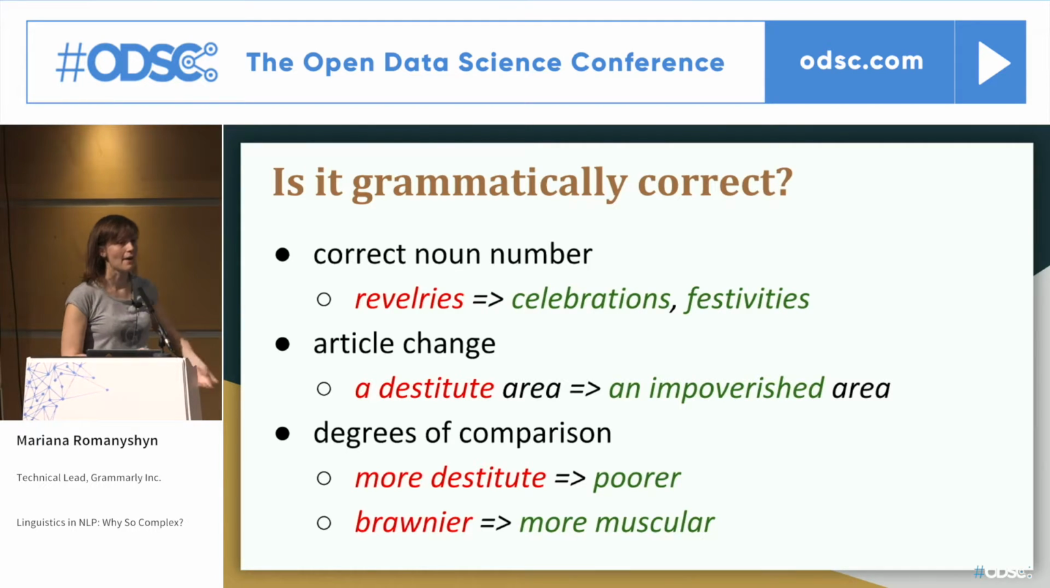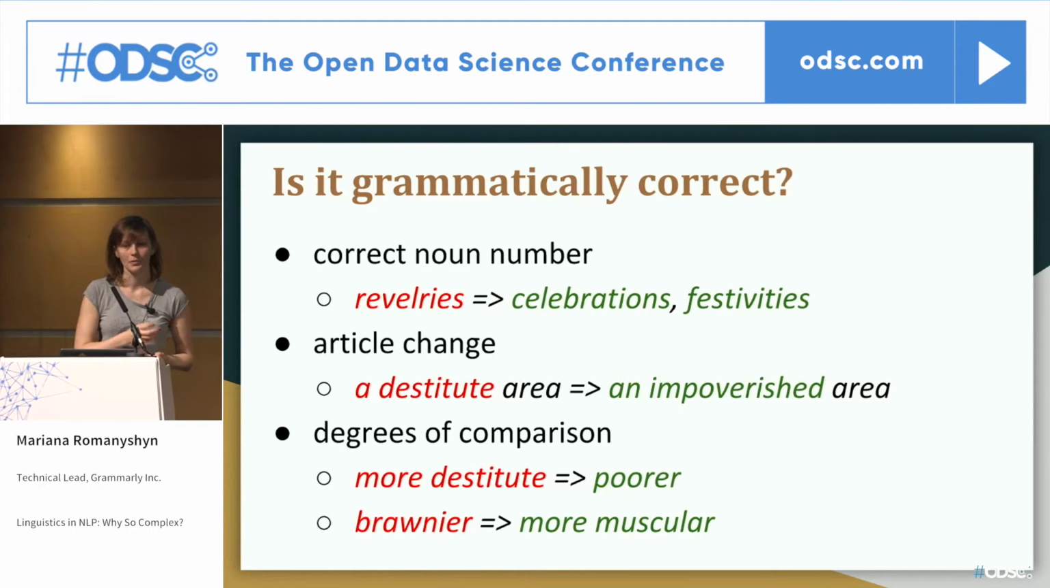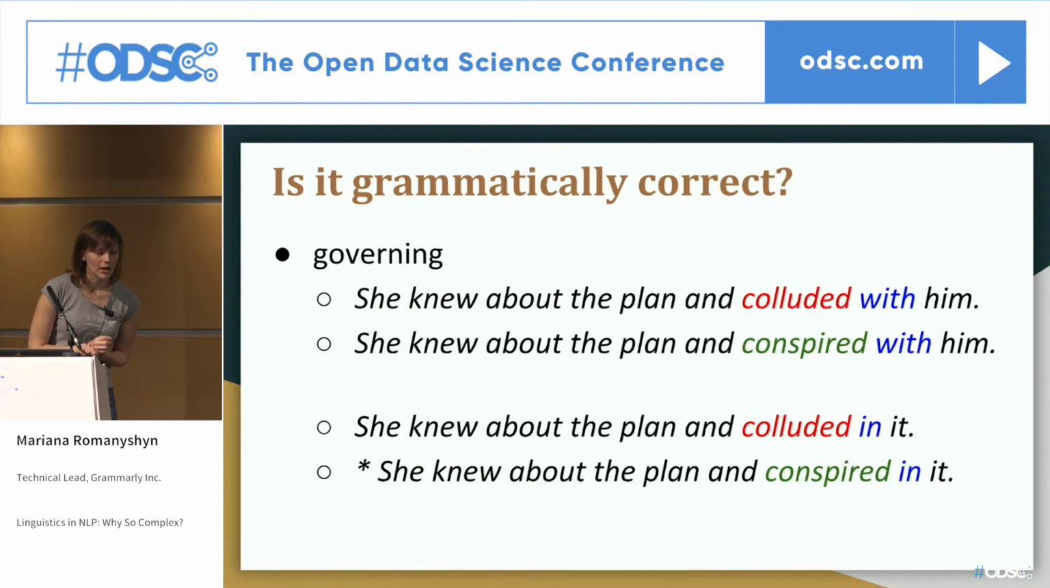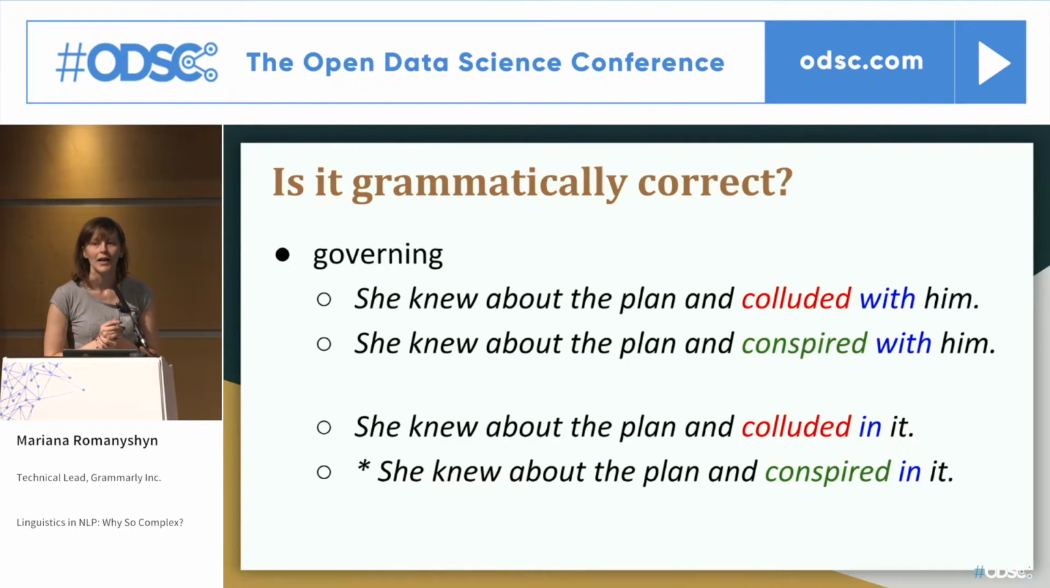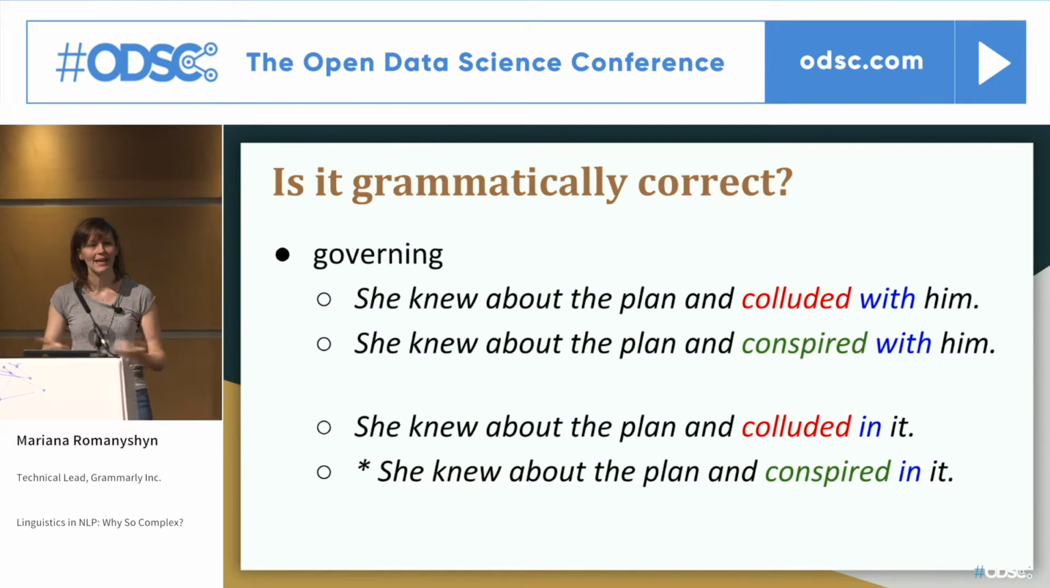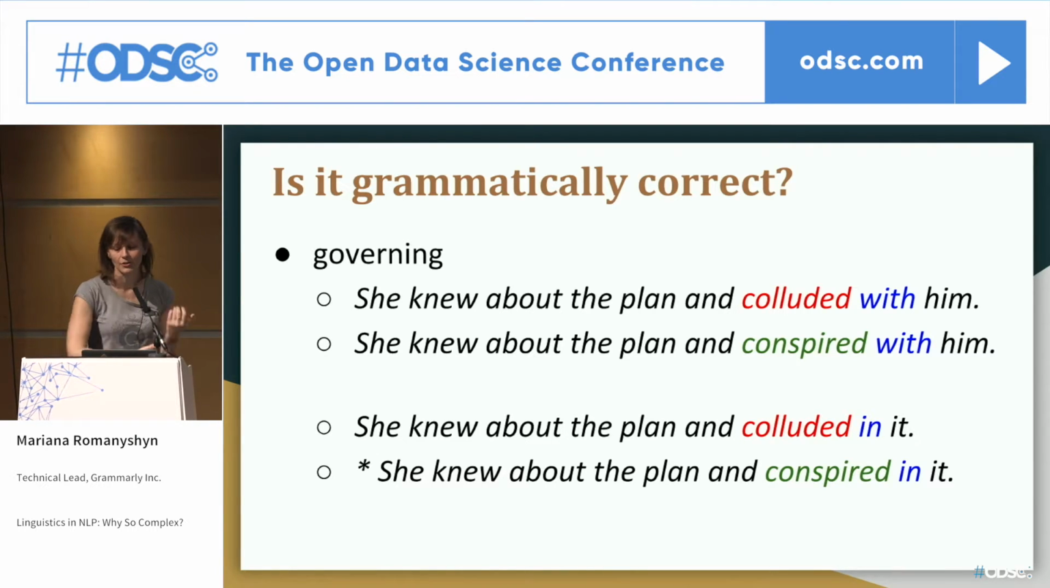So maybe you need to grab another word together with the complex word that you are changing. Or there's also a phenomenon in linguistics that is called governing. This is how words interact with each other, how words collocate with each other, how words depend on each other, and so on.